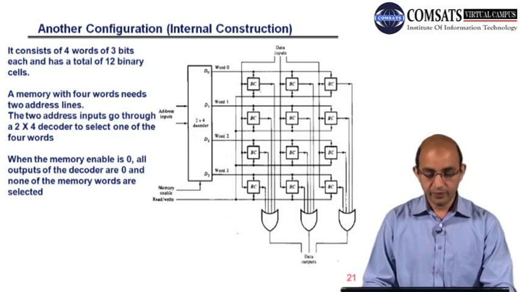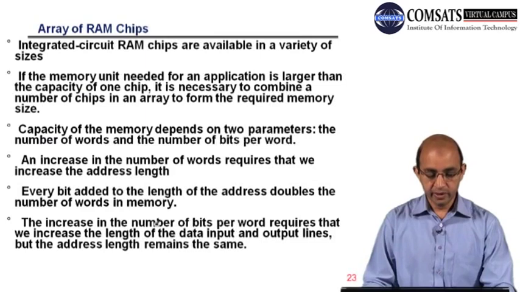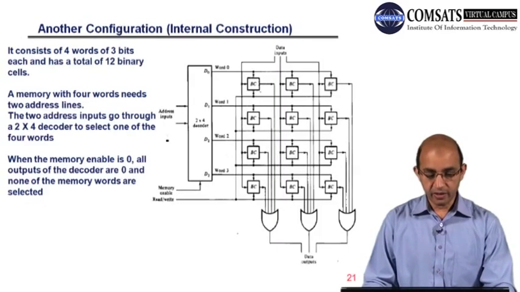But on the other hand, if I want to have an extra word over here, I need an extra address line over here. So every bit added to the length of the address doubles the number of words. If I add one address line, how many words can I have? 2 raised to power 3 is 8, so it will double. If I have one more, 2 raised to power 4 is 16.